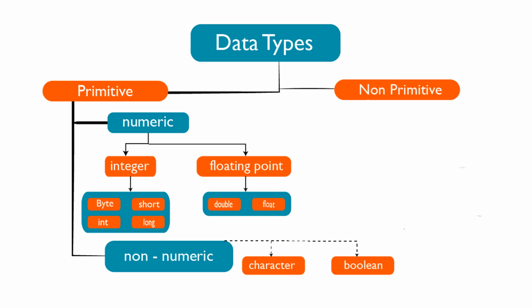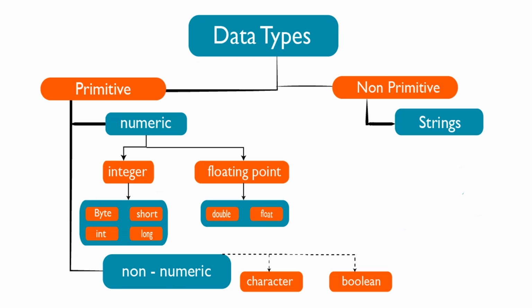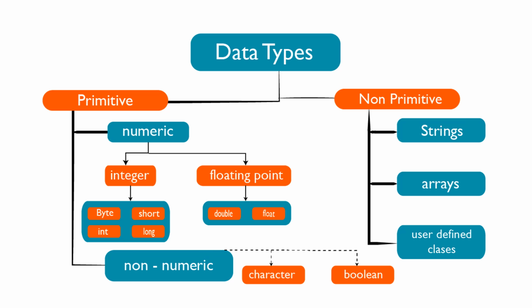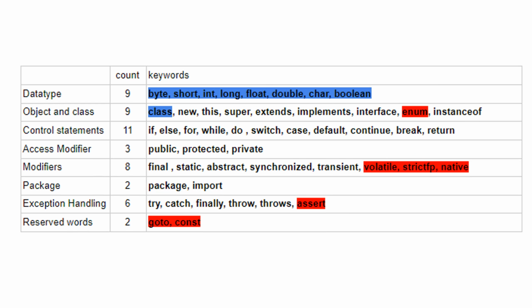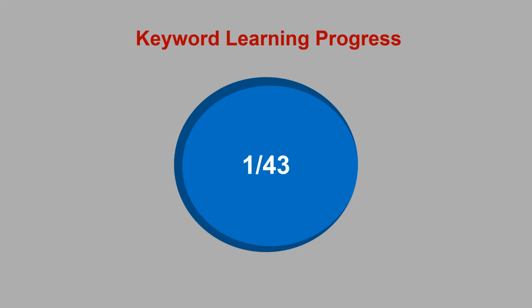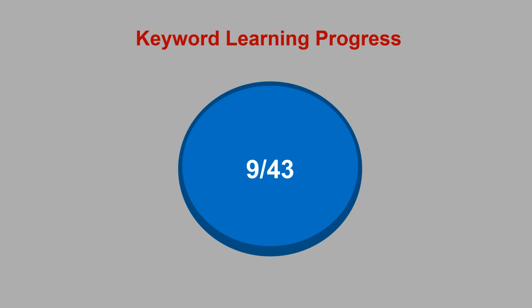So far, we have completed all the data types which fall under primitive. When we go for non-primitive data types, namely string, array and user-defined classes, we'll be looking over these data types in later sessions. Coming towards keyword learning process, today we have seen almost 8 data types which is equal to 8 keywords. So far we have completed 1 out of 43 and right now it is 9 out of 43.